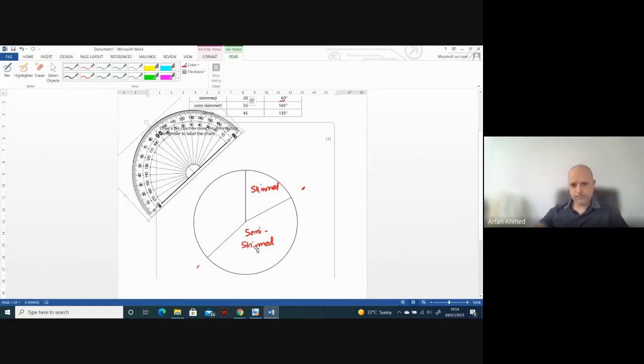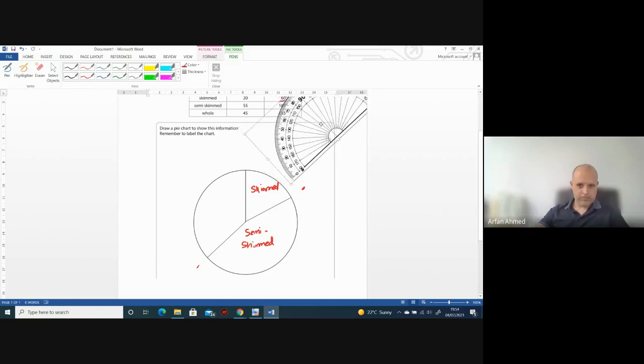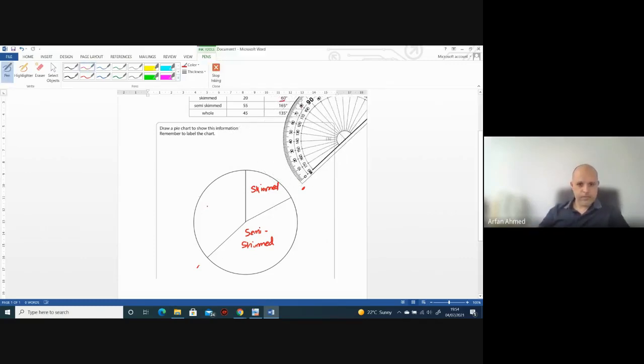And obviously, let's label that. That's going to be your whole milk. Let me just move the protractor out of the way. And whole milk goes in there. 3 marks just for doing that. There you go. That's all it is. You just have to get used to it. Just practice these.